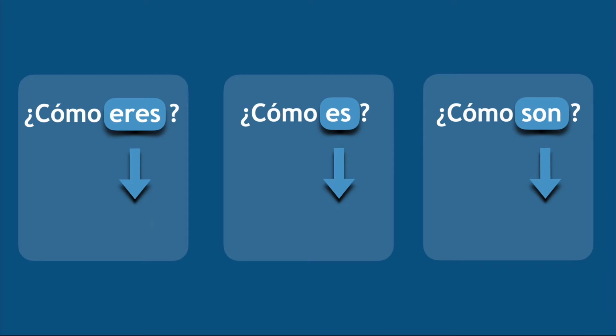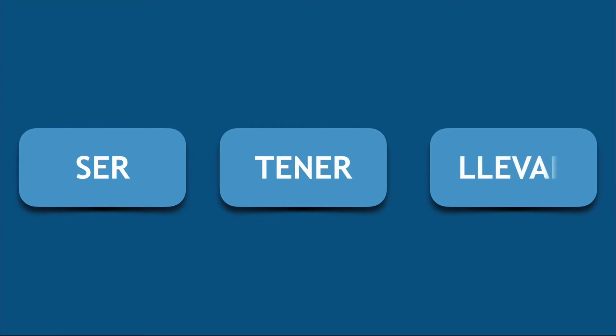As you can see, eres from the question will become soy in the answer, I am. The good thing is that when we ask about él, ella, usted, or ellos, ellas, ustedes, the verb remains the same for both the question and the answer, es, son. These are the three verbs that you will need to use to describe people in Spanish: ser, to be, tener, to have, and llevar, to wear.